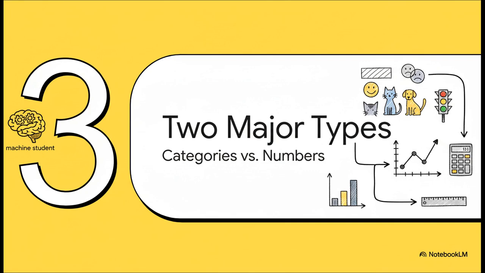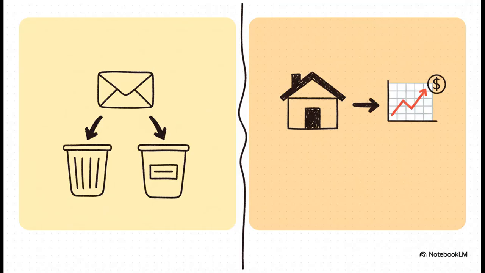Now, once our machine student is all trained up, it can kind of specialize in 2 major fields. It can solve 2 main types of problems. On one hand, you've got something called classification. This is all about sorting things into groups or buckets. The answer is a label from a fixed list, like spam or not spam. On the other hand, you have regression, and this is all about predicting a specific number. The answer here isn't a category, it's a number on a continuous scale, like the price of a house.